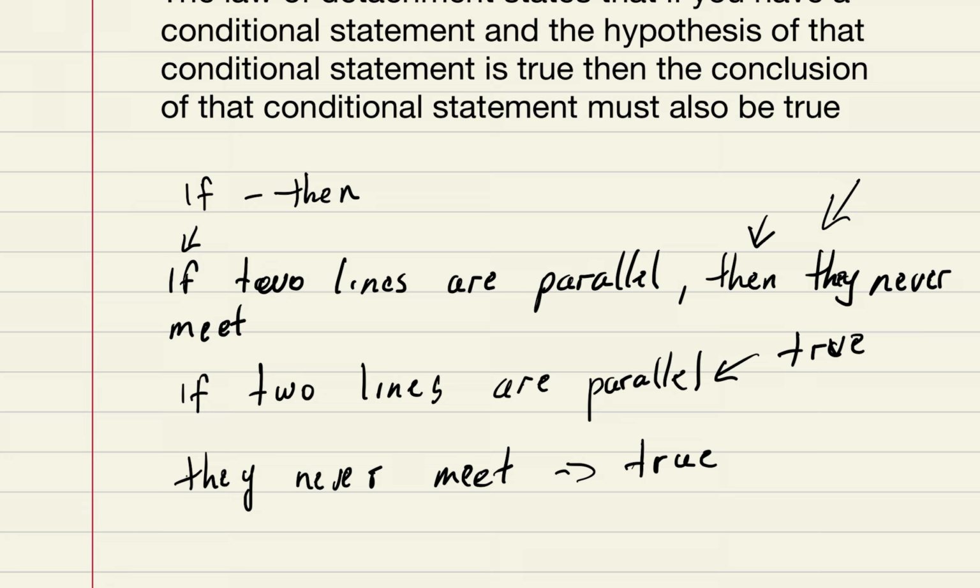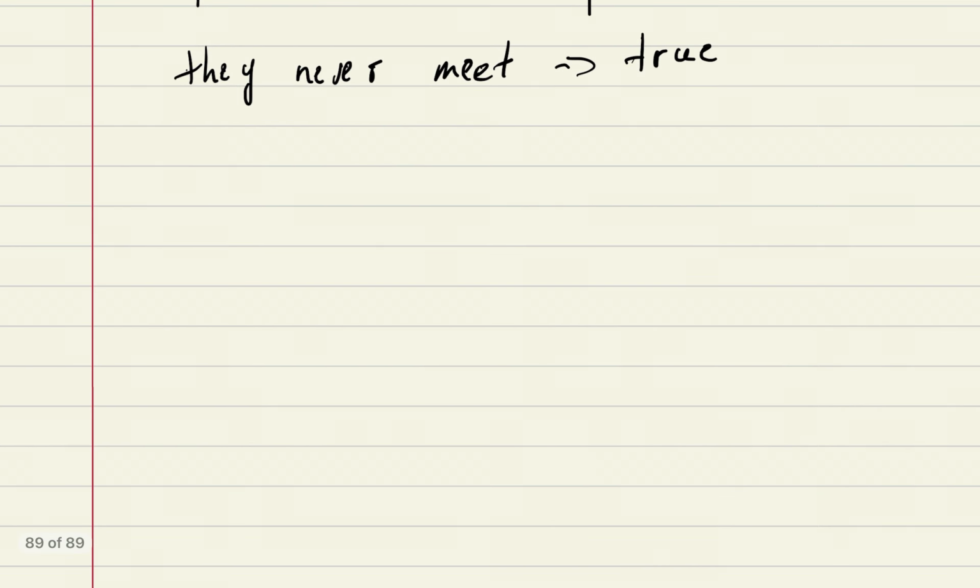So essentially we have the conditional statement, if two lines are parallel, then they never meet. The if portion is the hypothesis part, then they never meet is the conclusion. So if the hypothesis portion is considered to be true, then the conclusion must also be true. That's what the law of detachment is. Now this is a geometry example. Let me give you a real life example. Maybe that'll help you remember it.